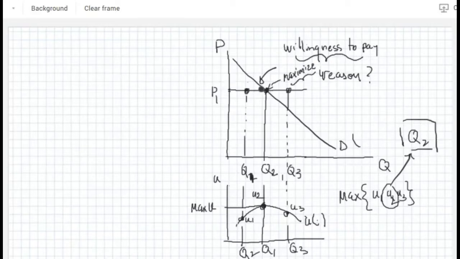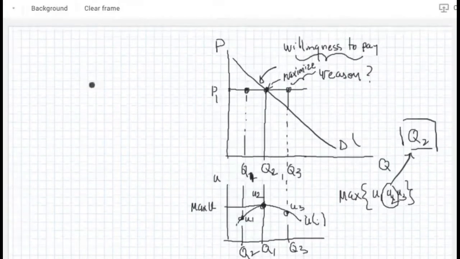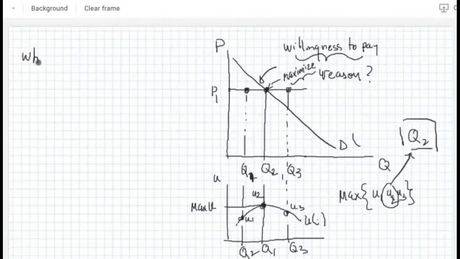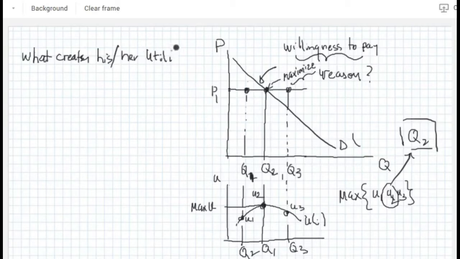Because at this price, given my budget, this is my maximum satisfaction. But this is the utility for which I'm paying. So what creates my utility? That's the basic question: if somebody is paying, what creates his or her utility? So utility is satisfaction.